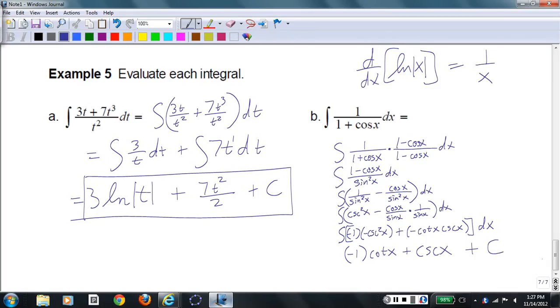So maybe the cleanest, neatest way to write this would be cosecant x minus cotangent x plus c. It would take a little bit of work to take the derivative of this and try to make it look like 1 over 1 plus cosine x. More work than we have time for right now.